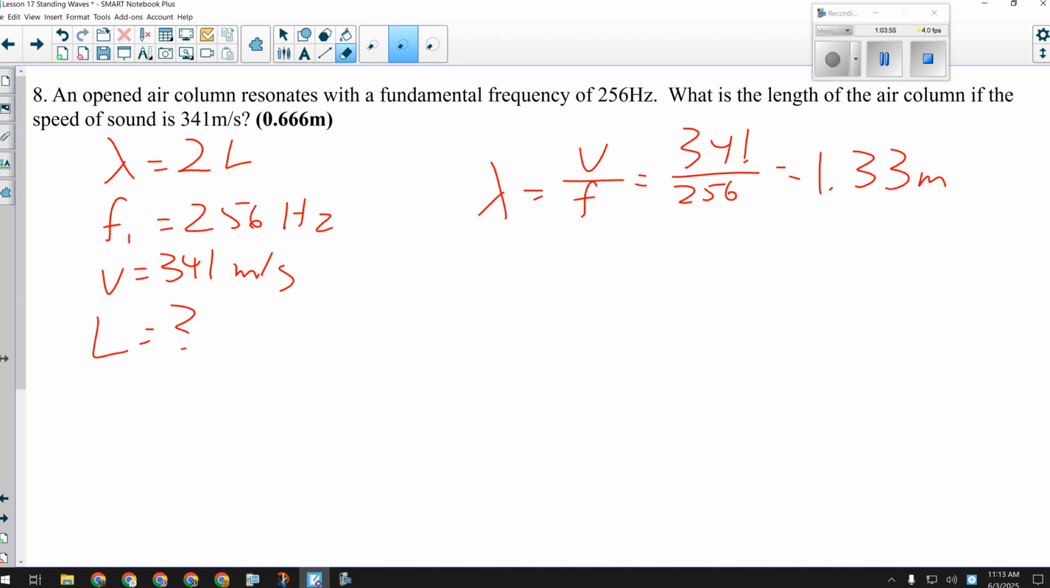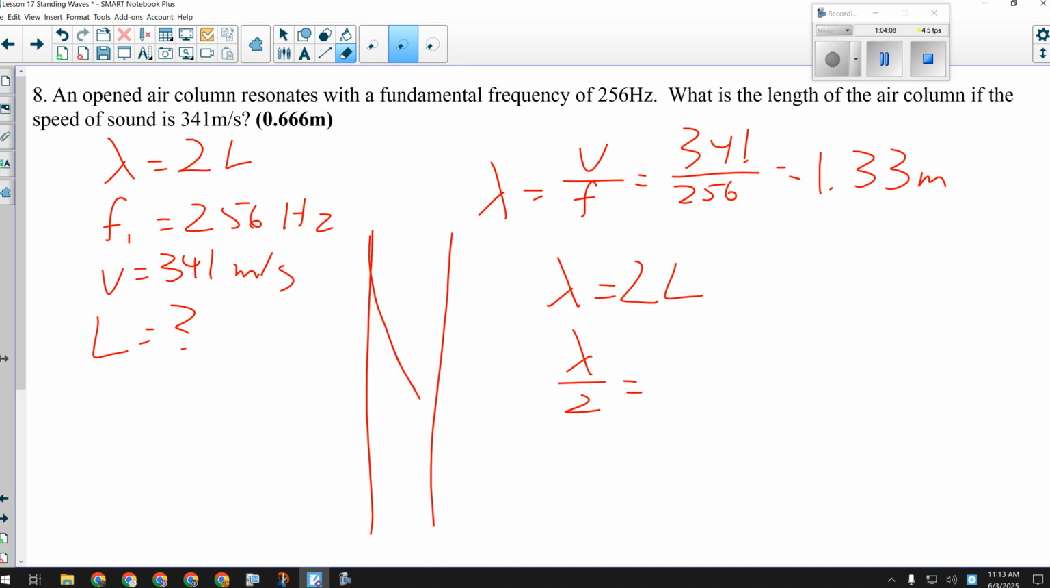And we want to know L. Well, lambda equals 2L, so lambda over 2 should tell me the length of the tube, because at the fundamental frequency, an open air column has this wave pattern, which is half a wavelength, resonating inside of it. So our 1.33 over 2 is unfortunately going to give us 0.666 meters. That's pretty bad luck, but that's what it came out to. Making sense there?